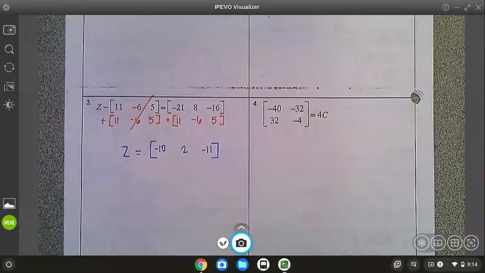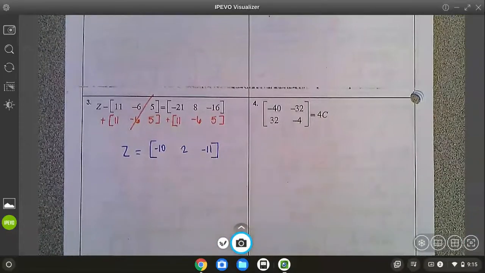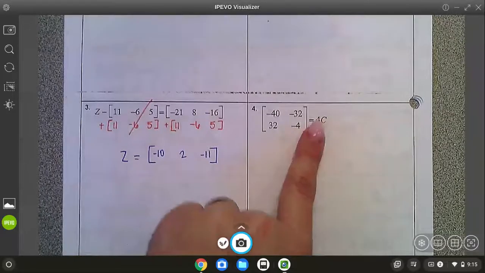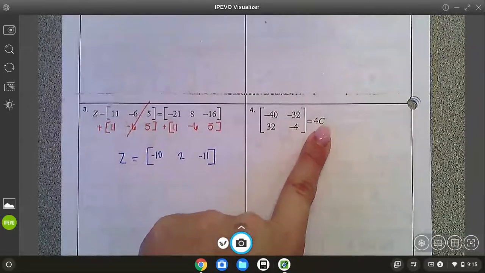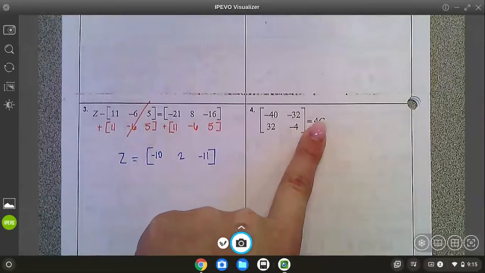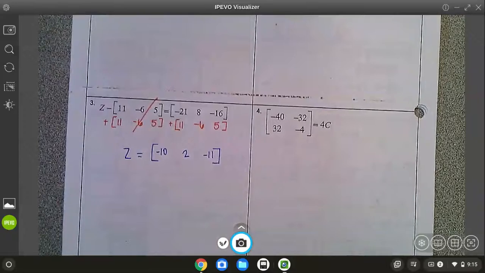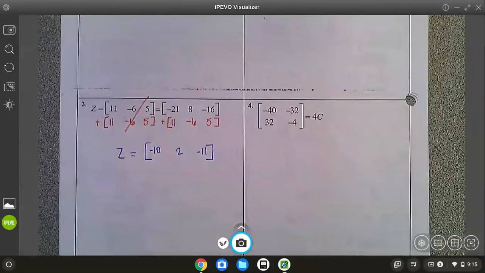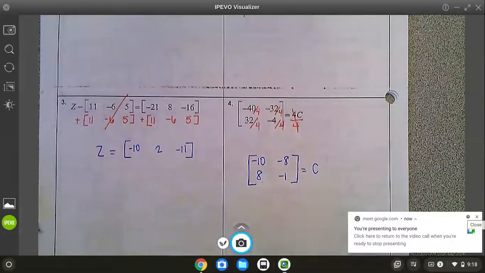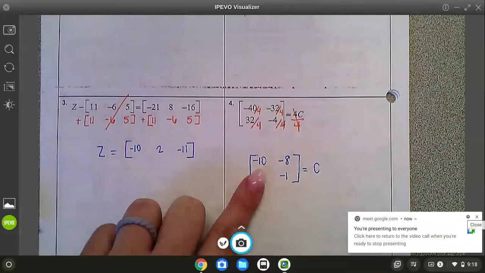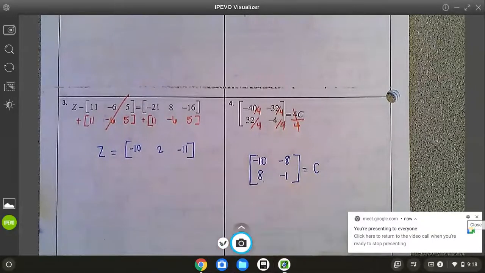What do you think on number 4? Divide by 4. This one's almost identical to number 1. Right now there's a 4 times your variable, or times this matrix. So to get rid of the 4, we divide by 4. I want you to work on this one. All right, so on number 4, your matrix should look like this. Let's go.